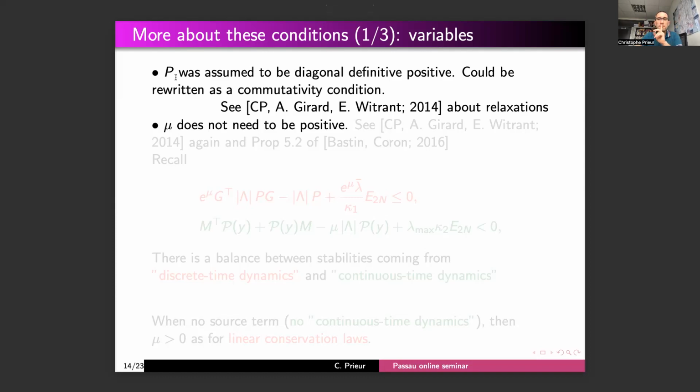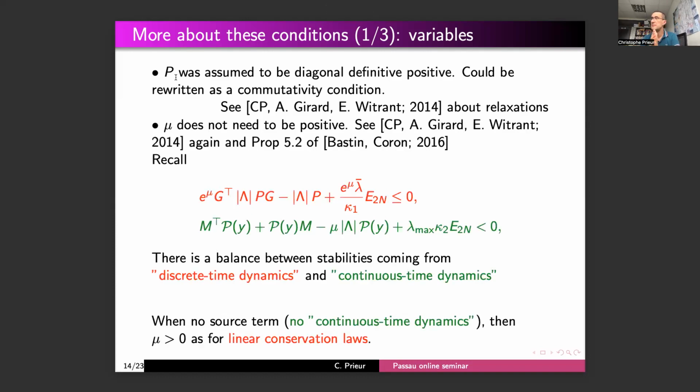And the second point that I would like to emphasize is that mu is never assumed to be positive. So in fact, again, there is the same paper with Antoine and Emmanuel where we discuss that, and there is also a very nice proposition in the book of Bastin and Coron, which is just behind me. Proposition 5.2 emphasizes that as well. So in fact, mu does not need to be positive.